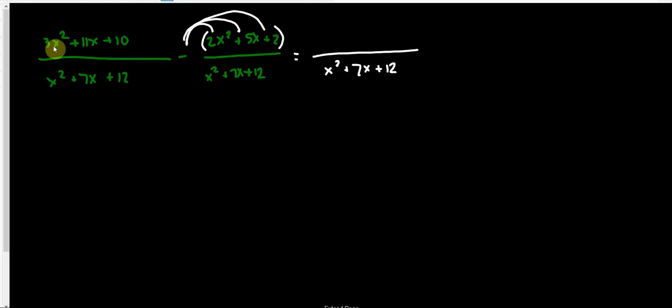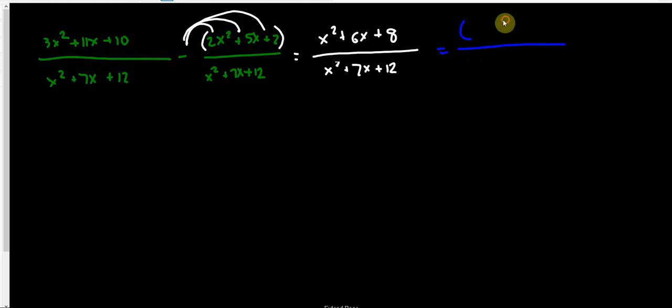So let's see. Like terms, 3x squared minus 2x squared. That's just plain x squared. 11x minus 5x, that would be 6x. And 10 minus 2, that would be 8. So, okay, we did the subtraction. That was not hard. We do need to simplify. So let's see if these will factor.